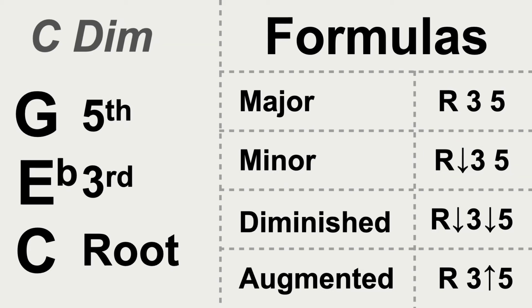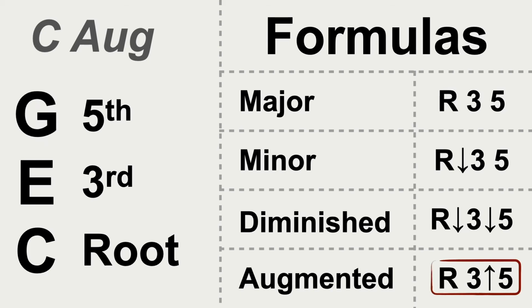To make that diminished, we lower the third and the fifth. So the G needs to become G flat, and that's how you spell a C diminished triad. Now to spell a C augmented triad, we have our root third, and then we raise the fifth. So G becomes G sharp.